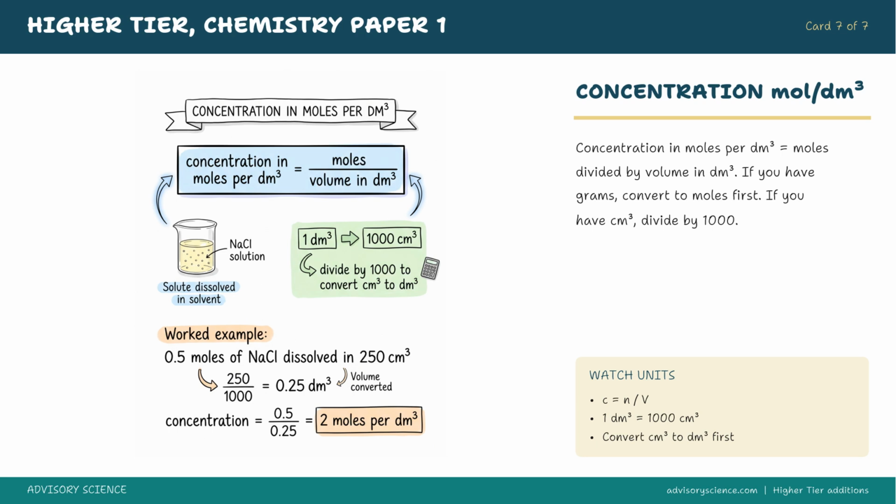Concentration in moles per decimeter cubed. It's the same formula as grams per decimeter cubed, but just with moles. Concentration equals moles divided by volume in decimeters cubed. If you have grams, convert them to moles first by dividing by the relative formula mass. If you have centimeters cubed, divide by 1,000 to get decimeters cubed. Then plug that into the formula.